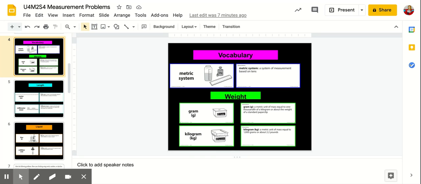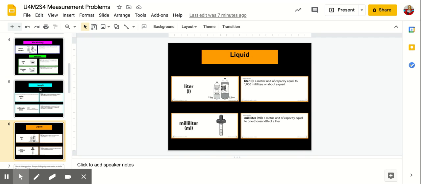So in the metric system, a gram measures a small amount, like a paperclip. A kilogram is 1,000 times bigger than a gram. So you would measure something heavy, like yourselves, with kilograms.